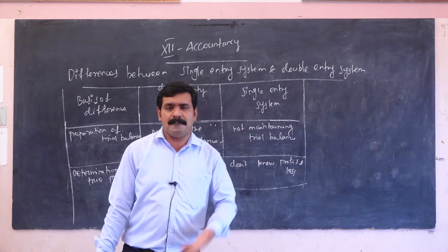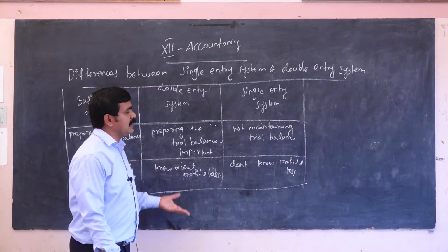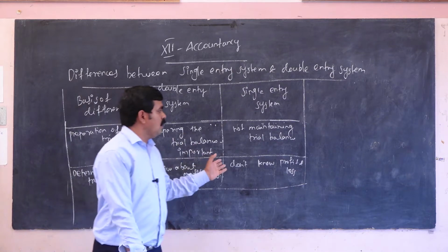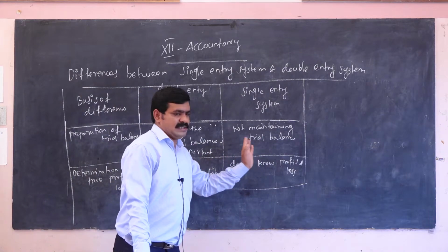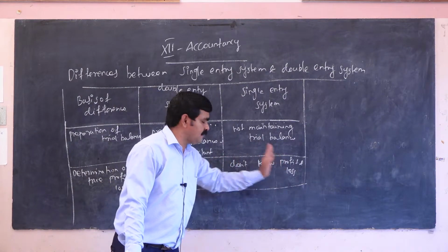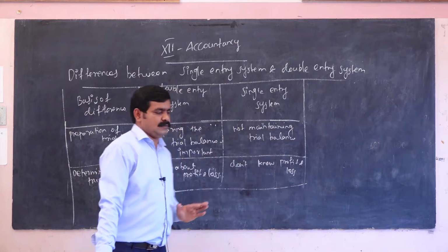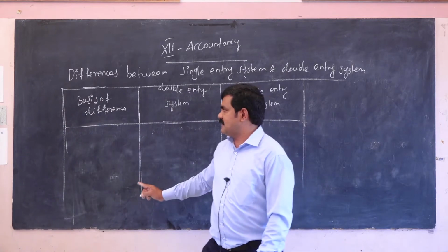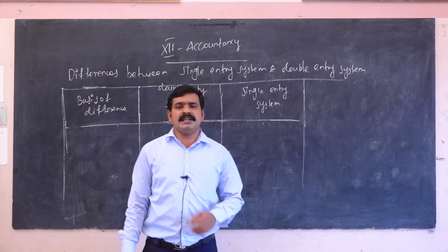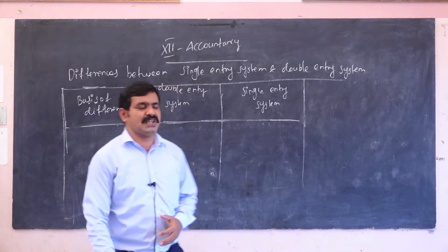That is maintaining properly. That is a very important thing in the double entry system. That is no preparation of trial balance, no preparation of true profit and loss account. Okay. So next basis of difference, determination of financial position.